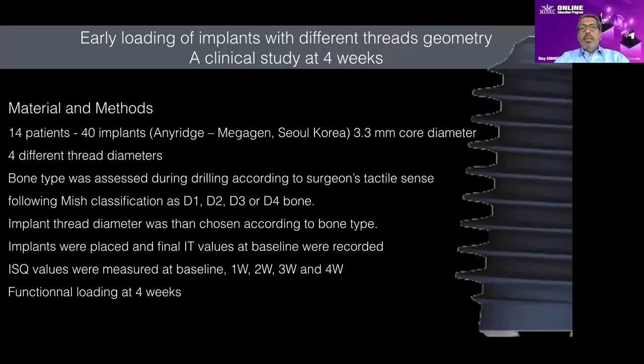So this study was about early loading of different thread geometry, a clinical study at 4 weeks. And in this study, we used 40 Eneridge implants with a 3.3 millimeter core diameter that were placed in different types of bone. For all of these implants, we measured insertion torque, and then we measured over the 4 weeks period ISQ values in order to see if we have a loss of stability. And if we didn't have any loss of stability, these implants were functionally loaded at 4 weeks.